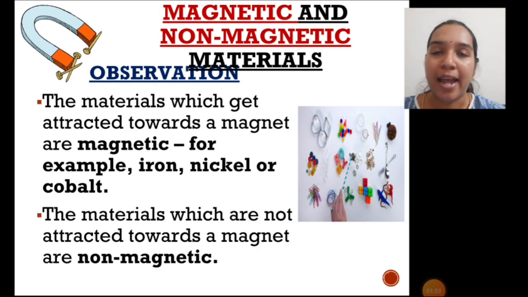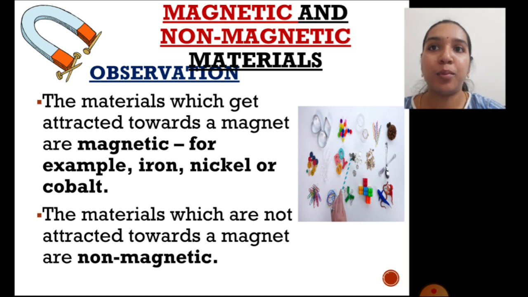So what are magnetic materials? If a magnet is capable of attracting materials towards it, then those materials are magnetic materials. Example: iron, nickel, cobalt, steel, brass, etc. What are non-magnetic materials? If a magnet is not capable of attracting a few materials towards it, then those are non-magnetic materials. For example, plastic, wood, rubber, etc.